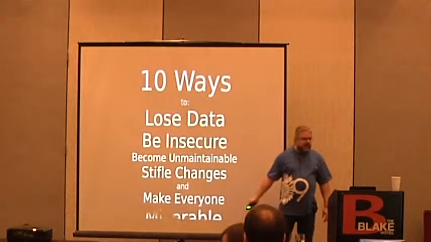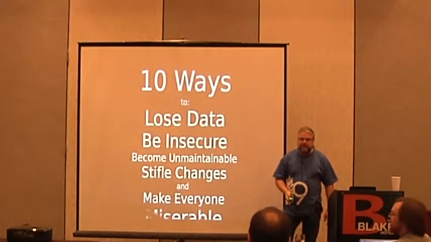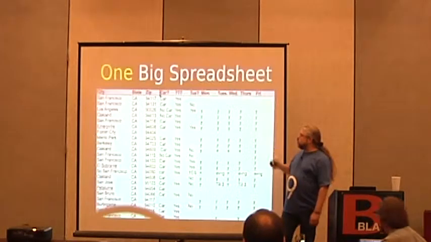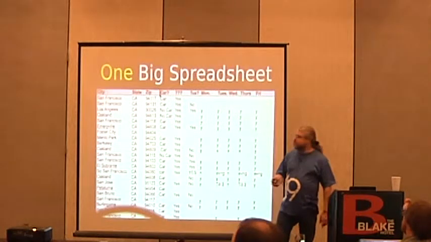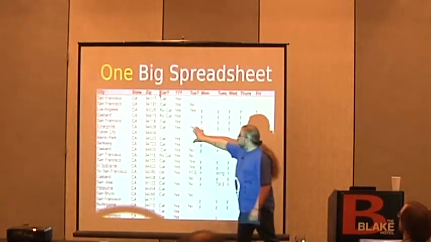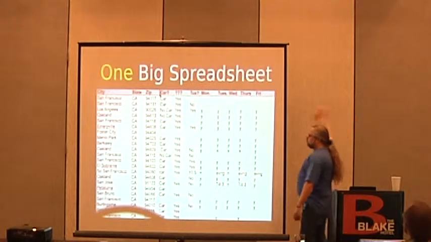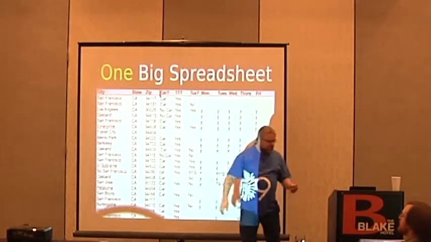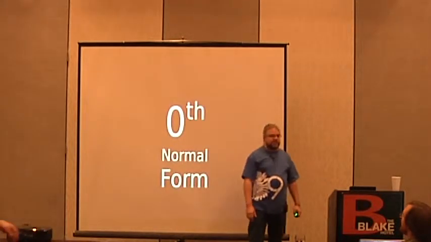I use lots of big text. And make everyone miserable. So, method number one. Number one is what I call the one big spreadsheet method of database design. This is where all of the data in your database is in a single table with 1,800 different nullable fields, completely denormalized. This is also known as zeroth normal form.